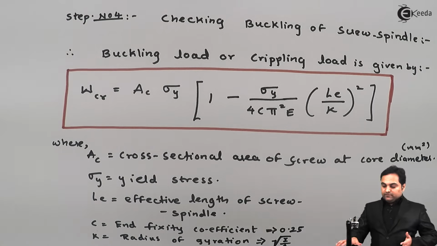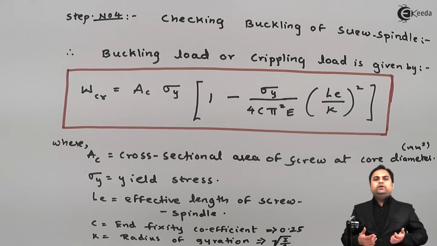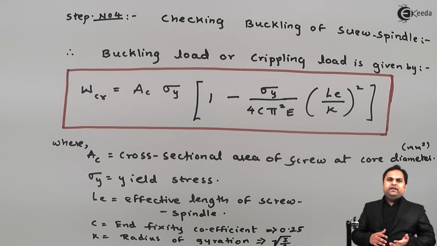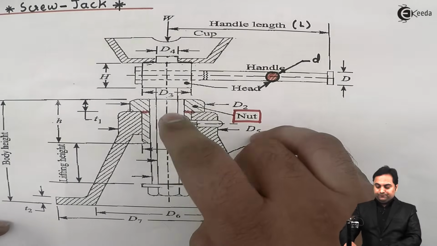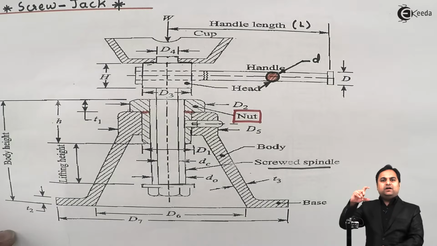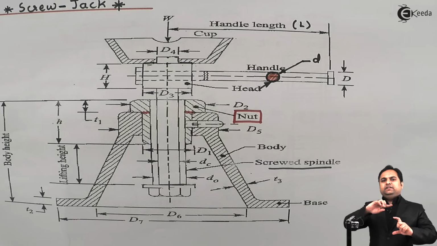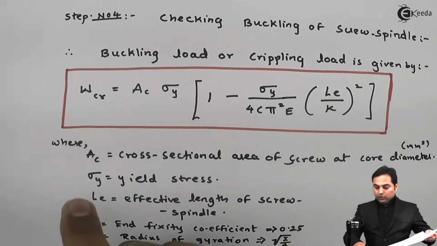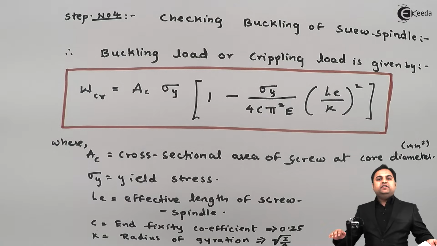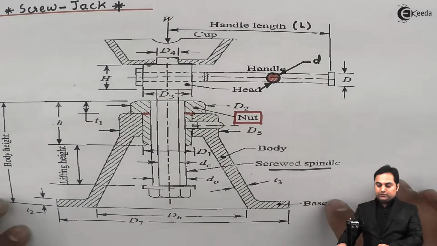So from this formula, here we can get the value of critical load, and that critical load is the load which, when applied to the screw jack, this screw spindle will buckle, and the meaning of buckle is that this screw spindle will bend in the lateral direction, forming a curve. So that condition needs to be avoided. So here, once we know this critical load, we will divide it by factor of safety and get a safe load, which would be the design load for the screw jack.